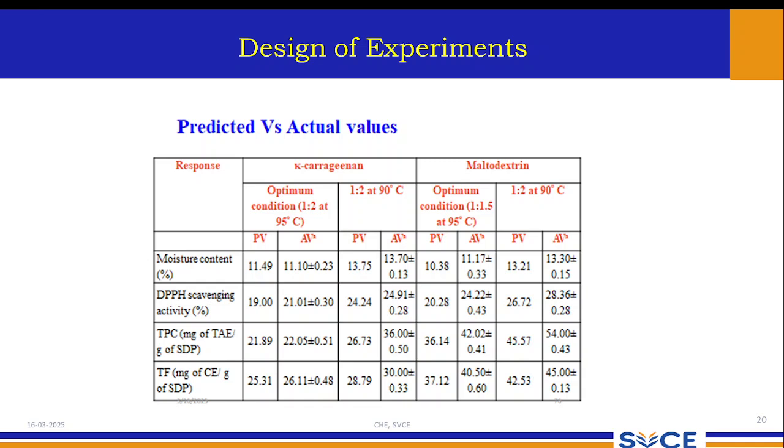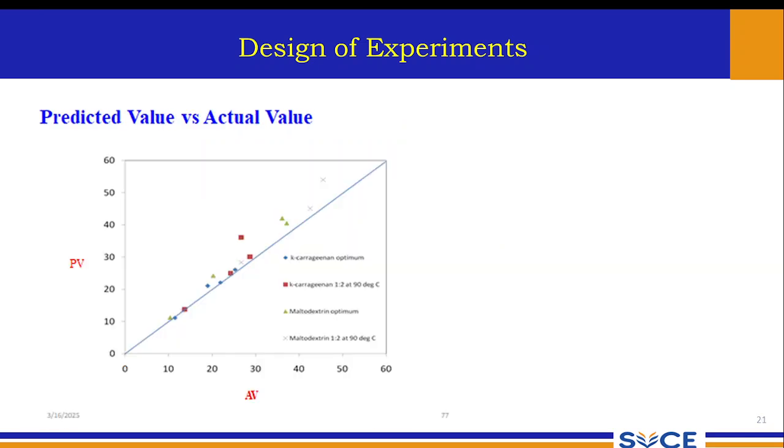So cake original and maltodextrin have been used as additives, and we have compared their values. So here you see cake original 1 to 2 at 90 degrees Celsius is the optimum condition, and maltodextrin at 1 to 2 at 90 degrees Celsius. The predicted value and actual value have been compared. So how much is the deviation? You should be able to identify this from this.